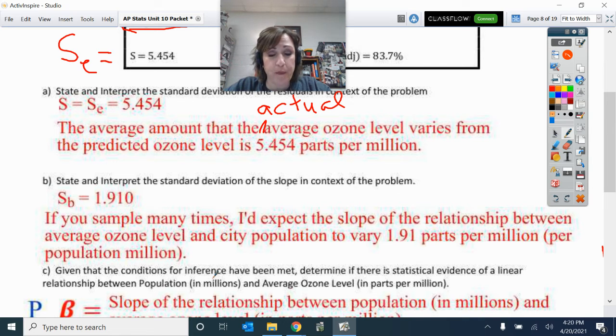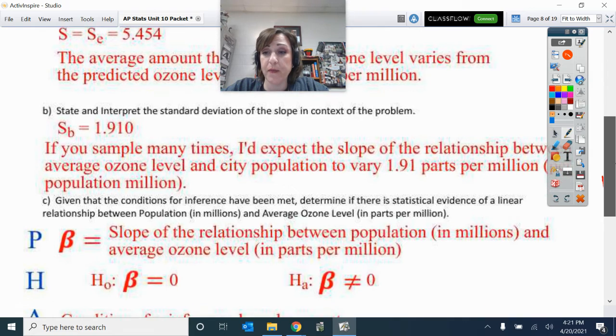And the units for the slope would be, you know how slope is the rise over the run. So the units for the slope would be that y unit over the x unit. So the y units was parts per million, and the x unit was population in millions. So it's parts per million per population million.